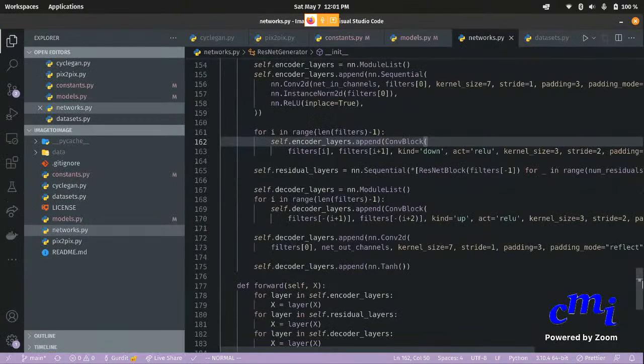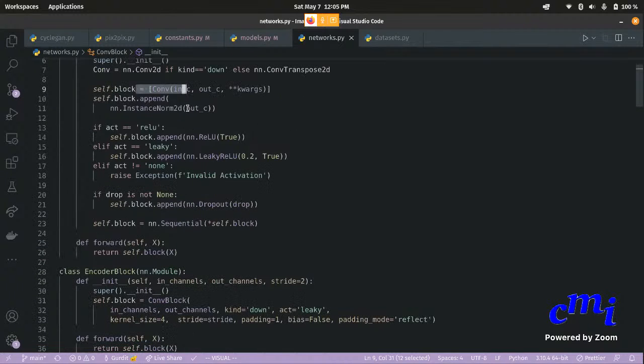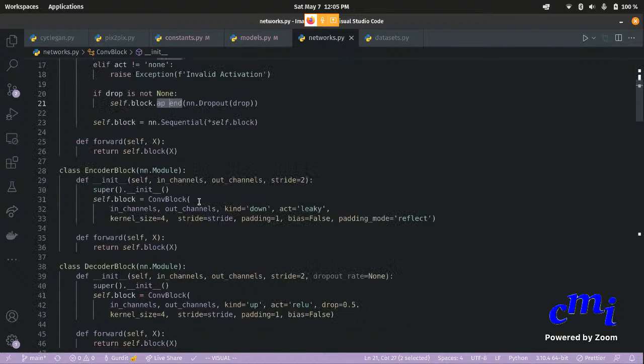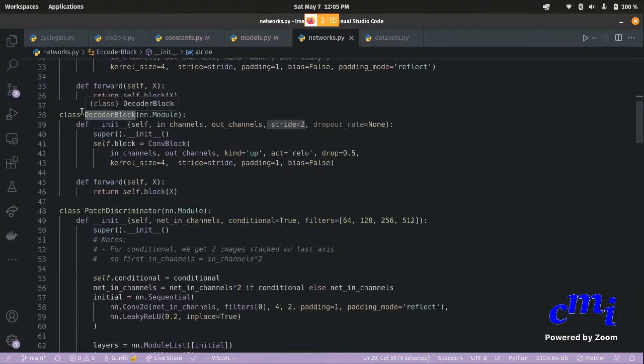Okay. Basically, what I defined was a general convolution block, which is basically a sequence of convolution and an instance norm and an activation and maybe a dropout. For the encoder block, we add a convolution block which goes down, has an activation of leaky ReLU, kernel size 4, and a stride of 2 to downsample the image. And for the decoder block, we have a normal convolution block which goes up, basically transpose convolution. Activation is ReLU, and we also use dropout here.